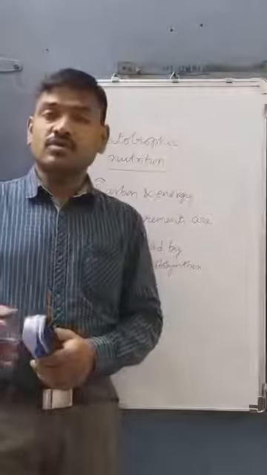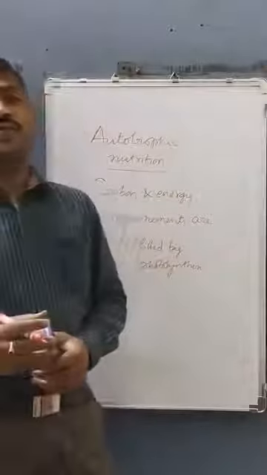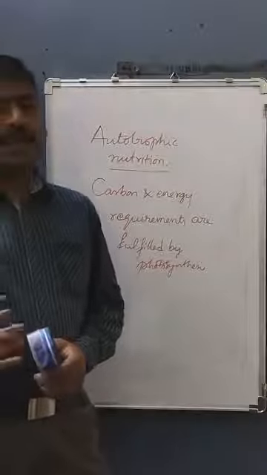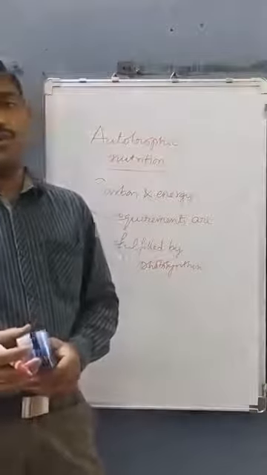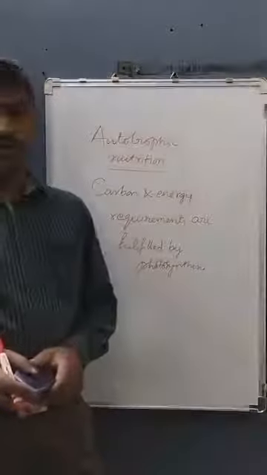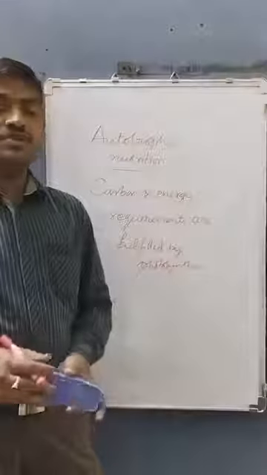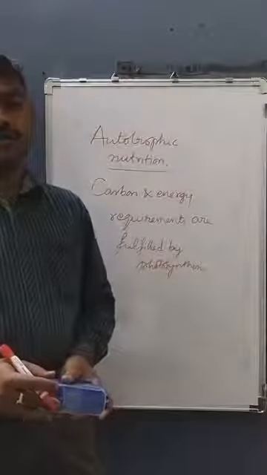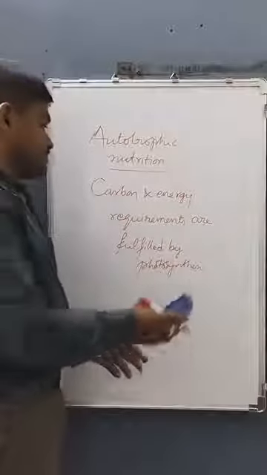Even in heterotrophs, the stored form of carbohydrate is there, stored in another form in animals. The stored form of carbohydrates in plants is starch, and the stored form of carbohydrates in animals is glycogen.